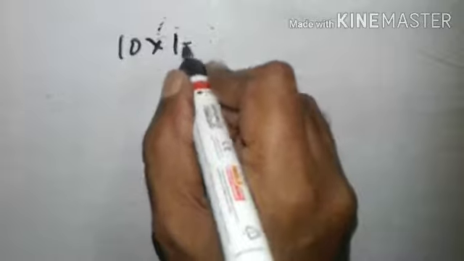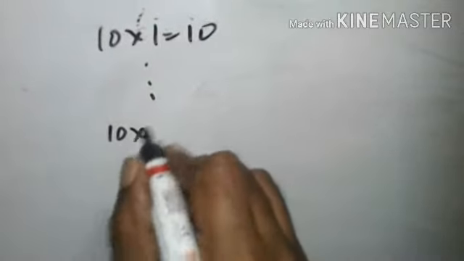So next comes 10. 10 cross 1 is equal to 10. 10 cross 2 is equal to 20. That way 10 cross tables. The multiplication table of 10.